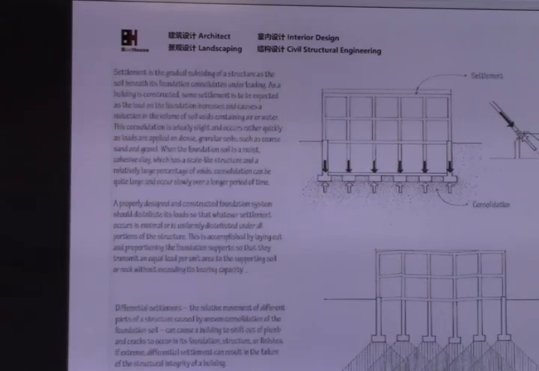We approve some settlement. The only concern is uneven settlement. If the uneven settlement exceeds our limit, the building will fail. This is just showing the differential settlement here. Depending on the building, the width and the length, they have a limit for the differential settlement.